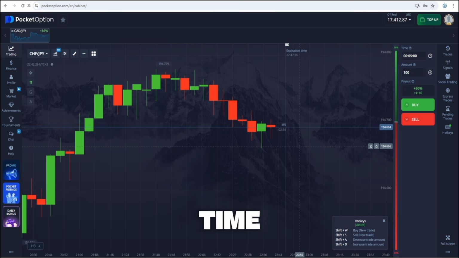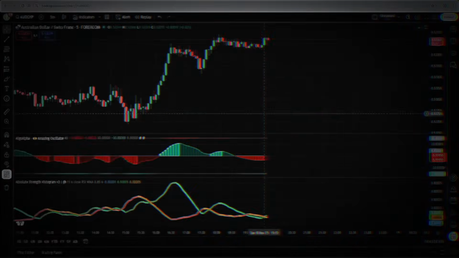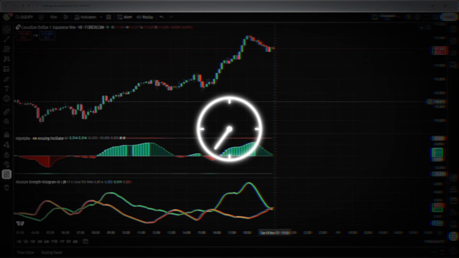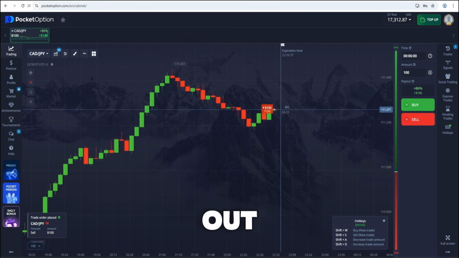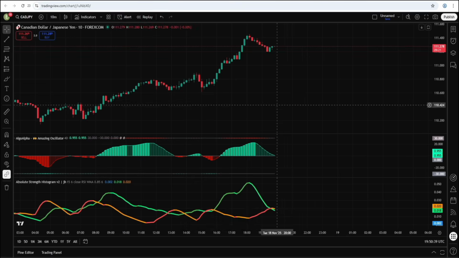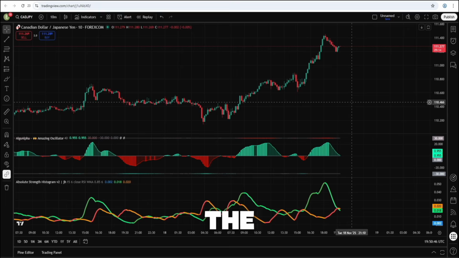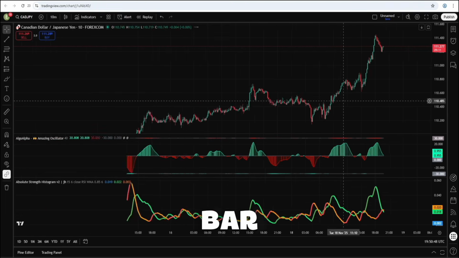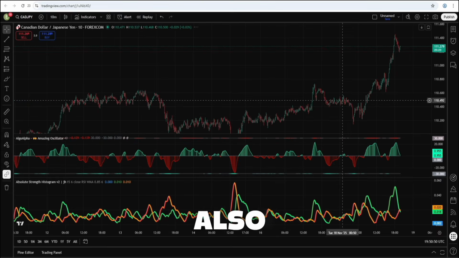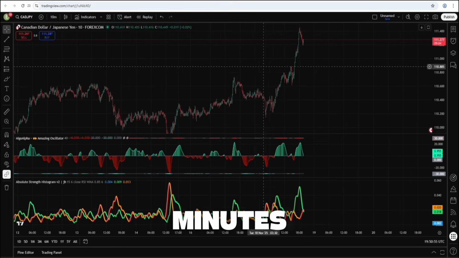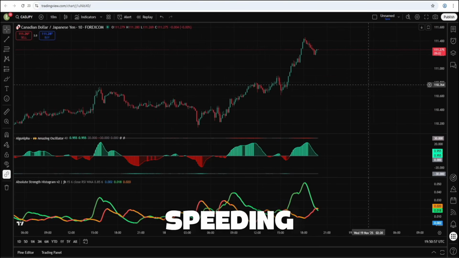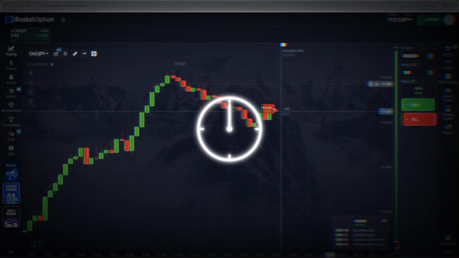I'll change the chart's time frame to 10 minutes. Looks like we're out of luck with bullish trades today. However, the core logic should be understandable. The setup is identical. The red line is over the green, and we have an almost red bar on the histogram. I've also changed the time frame to 10 minutes, and this time I opened the position for 6 minutes instead of 5. Speeding this up now to check the outcome.